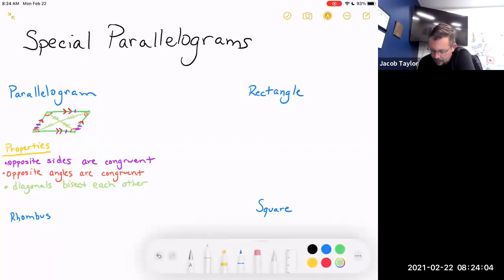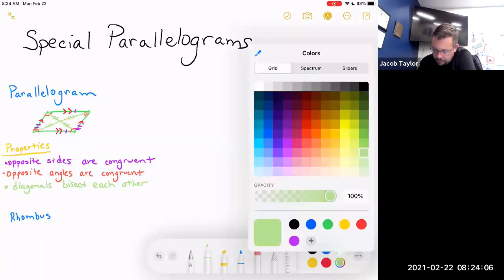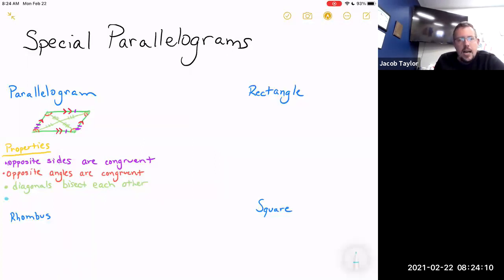And finally, the last thing we know, let's use this really pretty light blue color. Consecutive angles are supplementary.